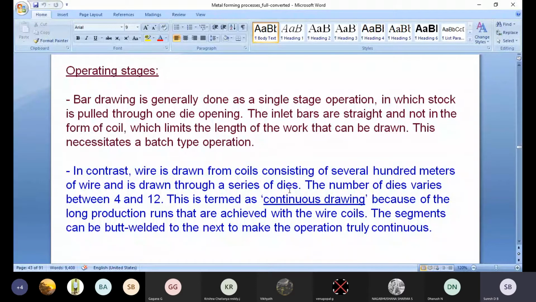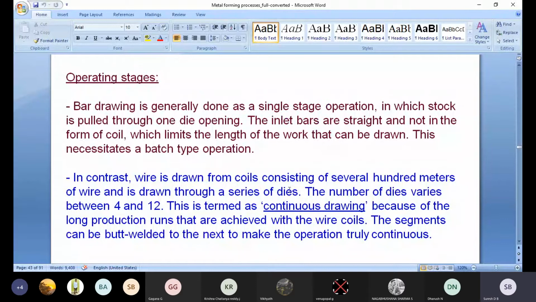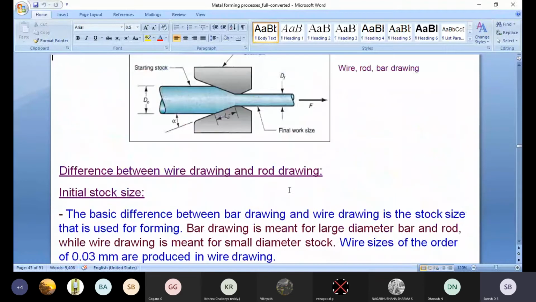Here you can continuously mount a number of dies. On the left side of the dies, the diameter of the billet or workpiece material is 50 mm. Then the gap is 30 mm. This one reduces to 30 mm diameter.